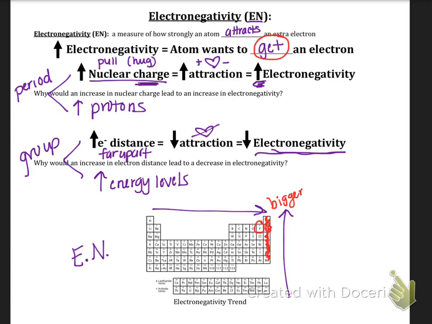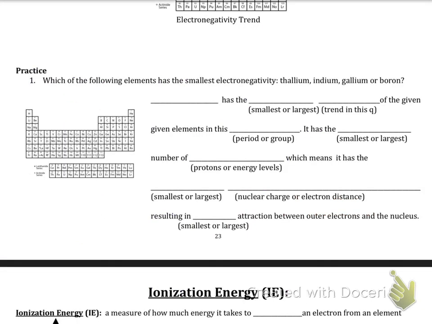So let's apply this knowledge to an example problem here. Okay, so this asks about the smallest electronegativity between thallium, indium, gallium, and boron. So it's a really good idea to mark your elements. Okay, so let's mark, let's see, they're either going to be all in the same row or the same column. So here's boron, here is gallium, indium, and thallium, like this.